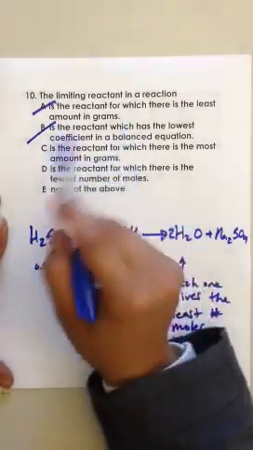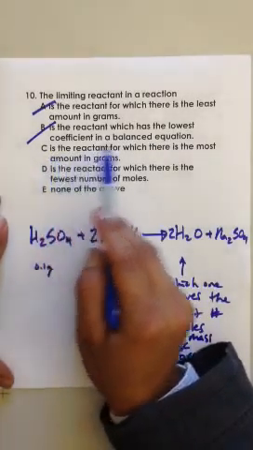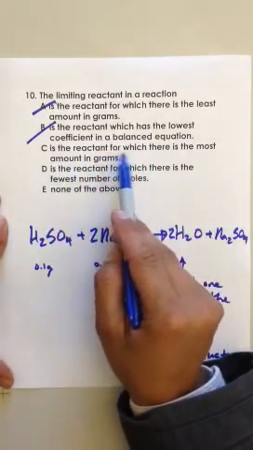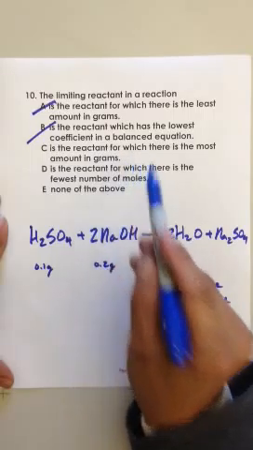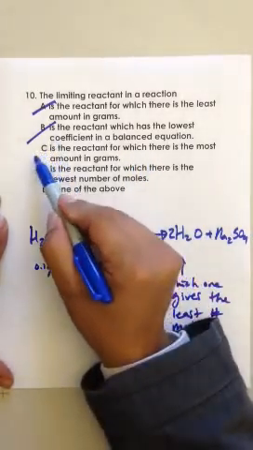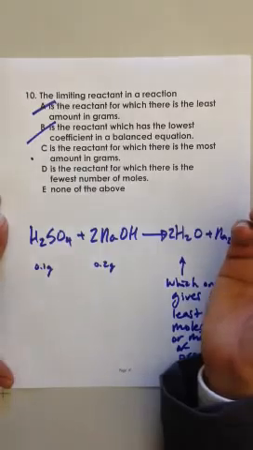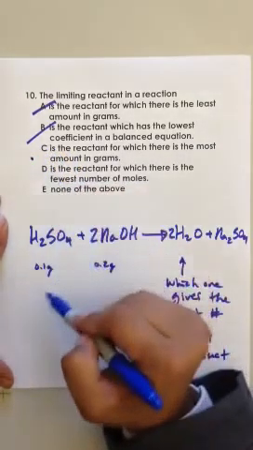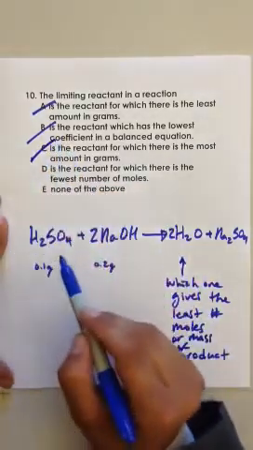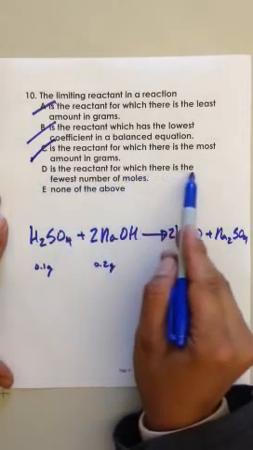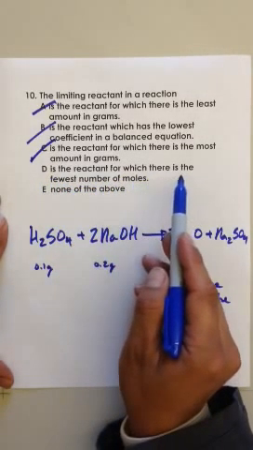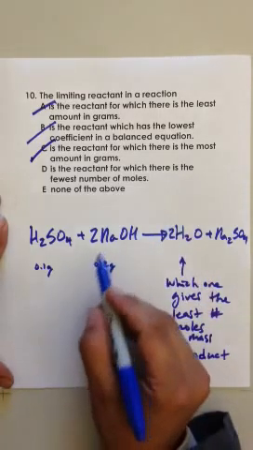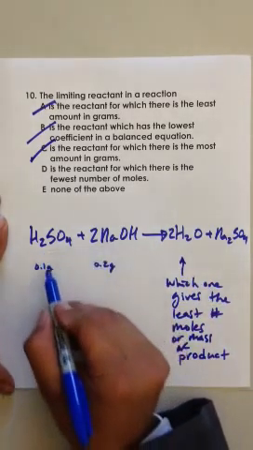A good way to do this is try to prove yourself wrong. Is the reactant for which there is the most amount in grams? Well, no, then it's not going to be the one that runs out first. But could it be? Maybe, because of the moles. So grams really doesn't help you. Is the reactant for which there is the fewest number of moles? Sounds pretty good. But what happens if I have something like a 1 to 2 ratio here?